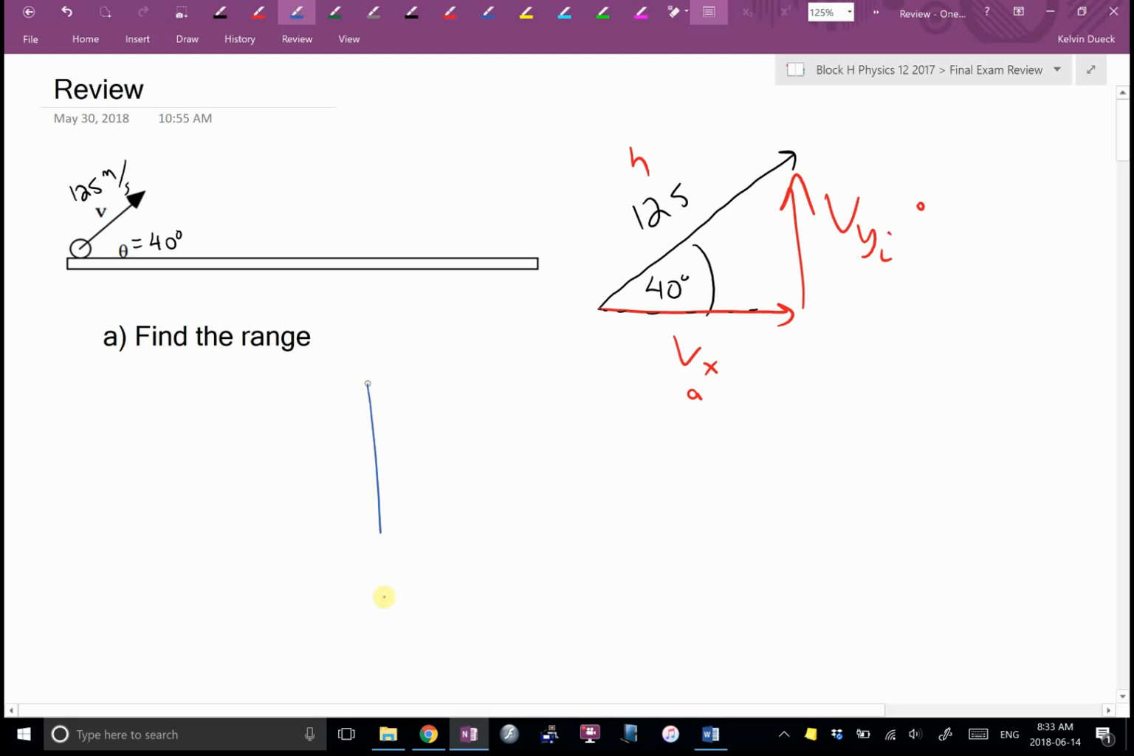So in the interests of time, just to save time, here's my t-table. I was writing horizontal and vertical, and I just decided with my physics 11s, why don't I put x and y there, because that's what I'm calling them, x and y.